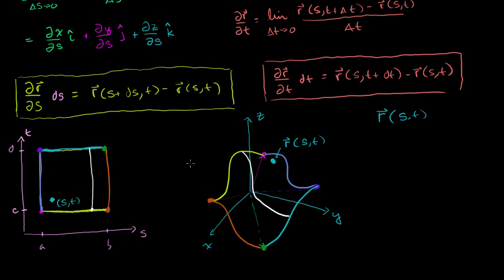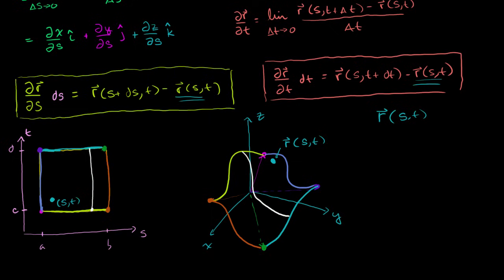For a particular s and t, I could put little subscripts here, but I want to be general. I could call this a, well, I already used a and b. I could call this x and y. This would be r of x and y. It would map to that point right there.